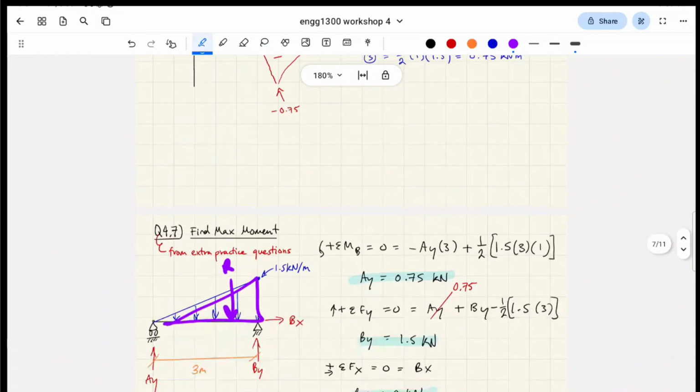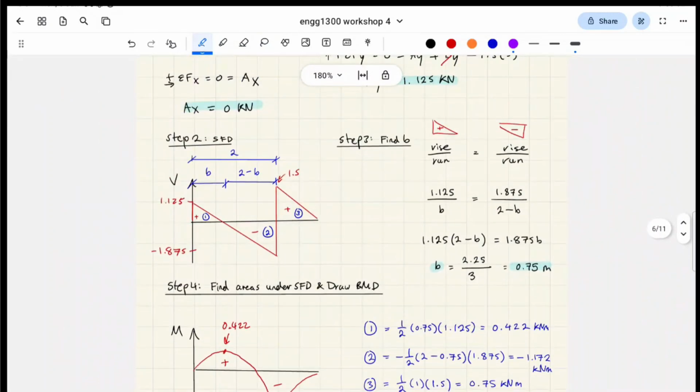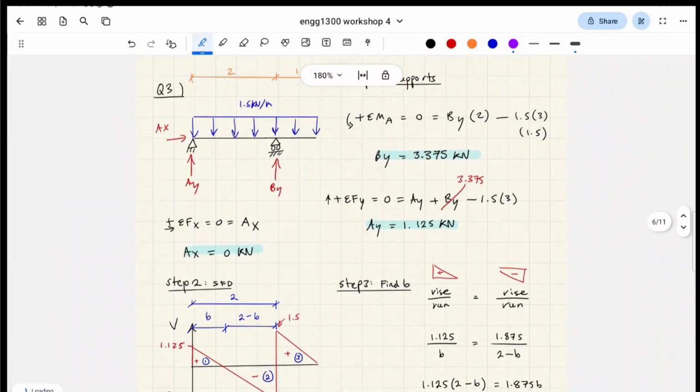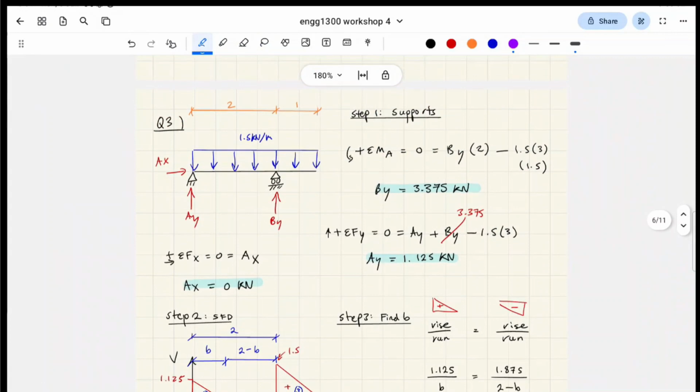Oh, right. I see what you mean. So you mean using the graphical method? Yeah. Oh, yeah. I guess so.